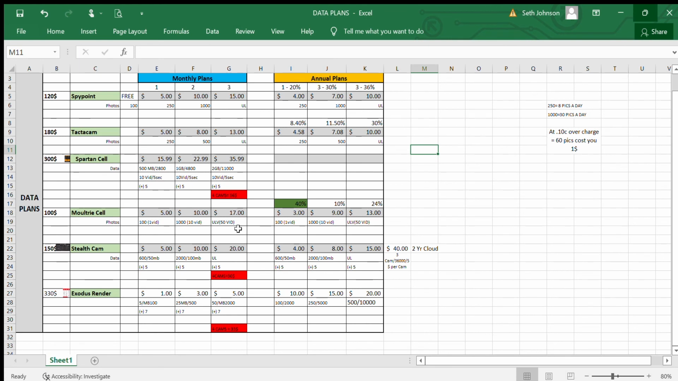So if you go annually, you get $4 versus $5 discount, $8 at 10, so you get 20% there, and then you get 15 versus 20. $15 gets you unlimited plus $5 a camera. They also have higher range plans too.